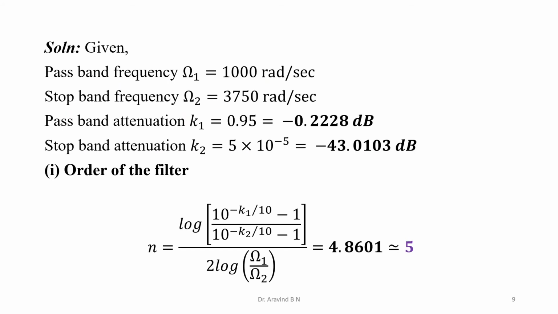Let us go through the solution of it. So note down the given parameters. Passband frequency is given as 1000 radians per second. Stop band frequency is given as 3750 radians per second. Passband attenuation is given as 0.95.